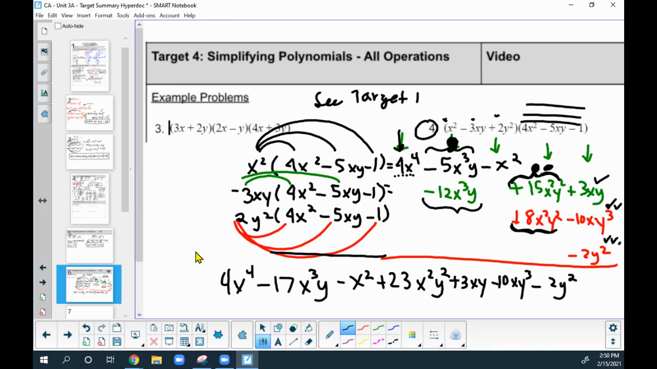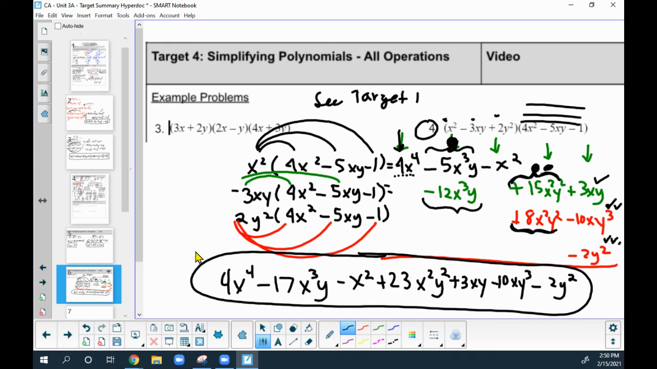It's just the messiest stone formula ever. It doesn't really give you a nice ordered pair. So that's target 4. I will post that for you, and you'll be ready for your exam.